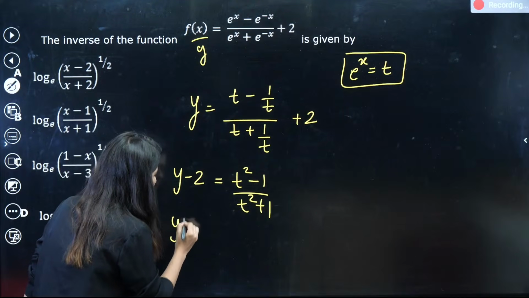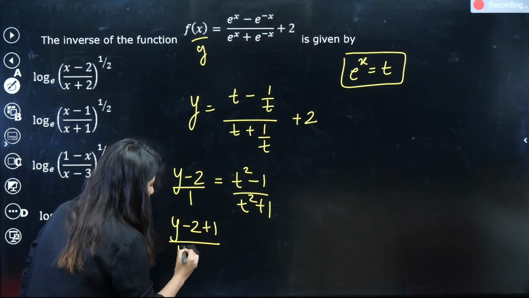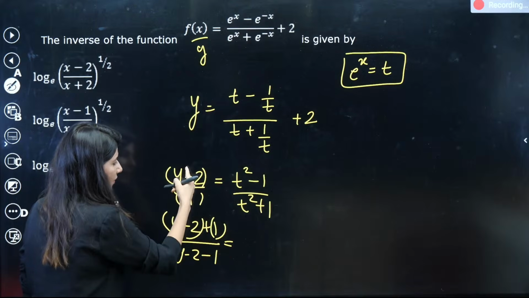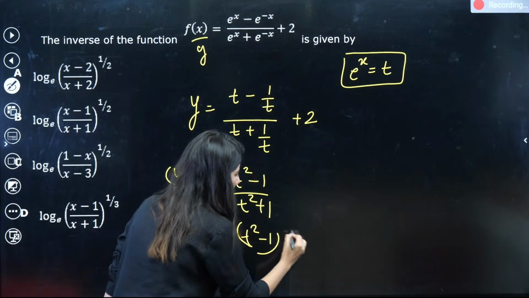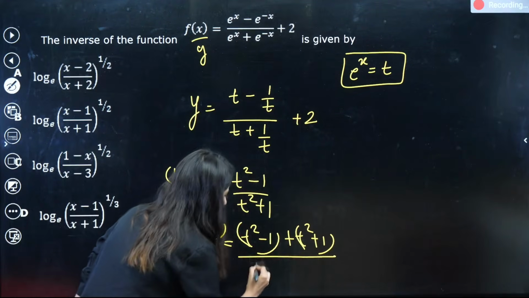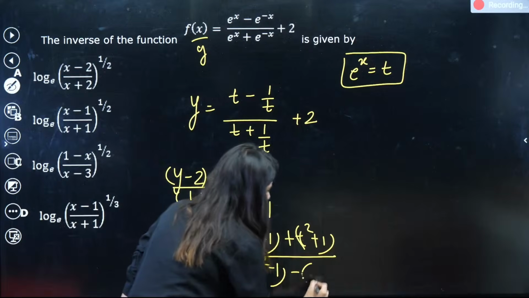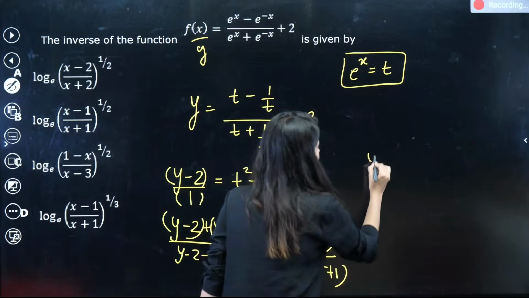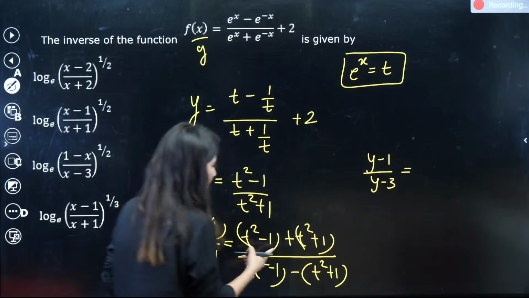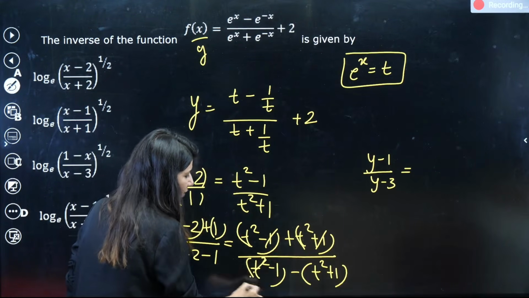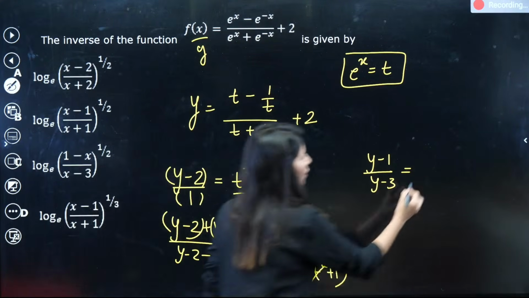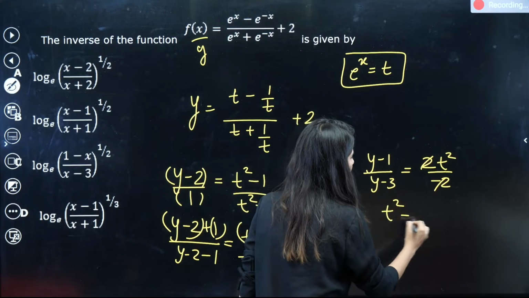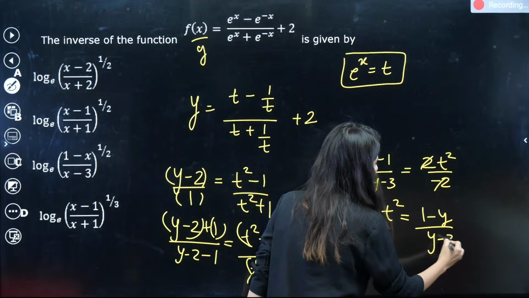So componendo and dividendo I am going to apply over here: y minus 2 plus 1 and y minus 2 minus 1. That means I am adding these two things. Can you see? Numerator plus denominator, and this is numerator minus denominator. So what we are going to get is y minus 1, and this is y minus 3. So (y minus 1) upon (y minus 3) will be equal to, now here 1 cancels out and here t square gets cancelled out, so 2t square upon minus 2. The 2 cancels out, and the minus sign if I shift over here, t square is coming out as (1 minus y) upon (y minus 3). This is your t square.